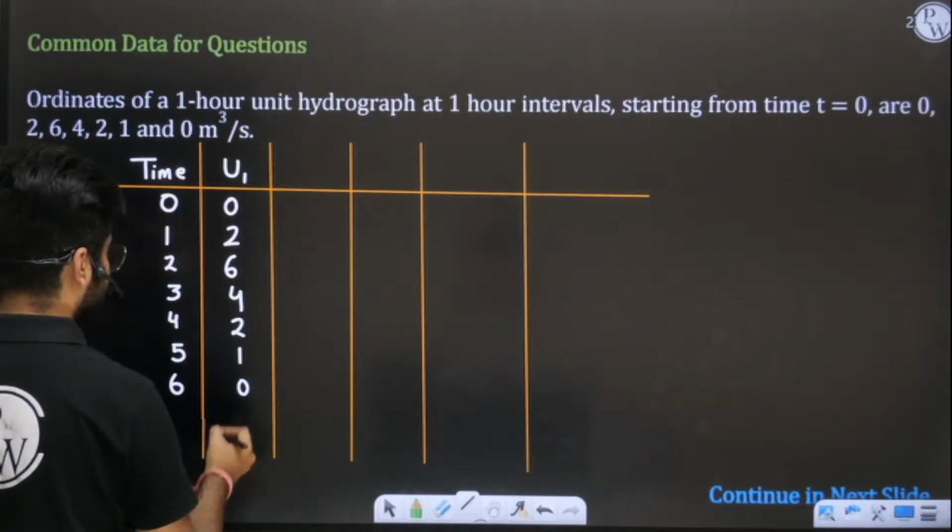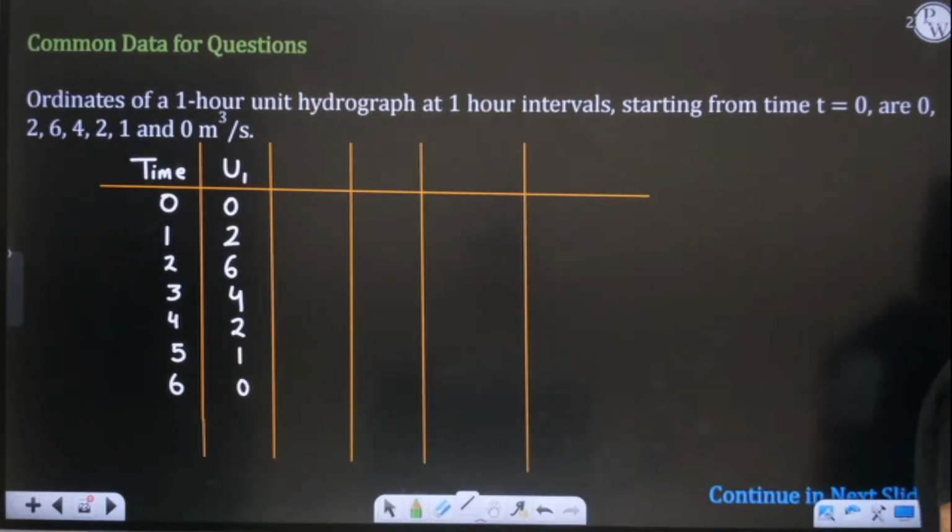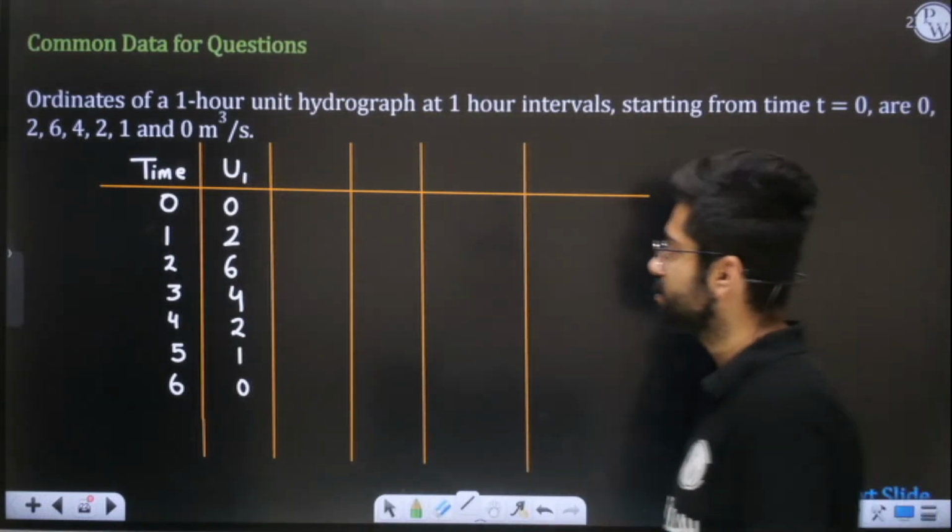This is a question which has been asked in GATE examination. Yes, you are saying to solve it by S curve. Okay, so I will solve it by S curve. Listen.